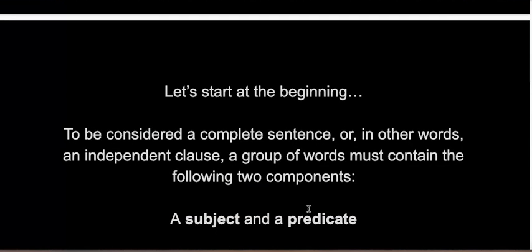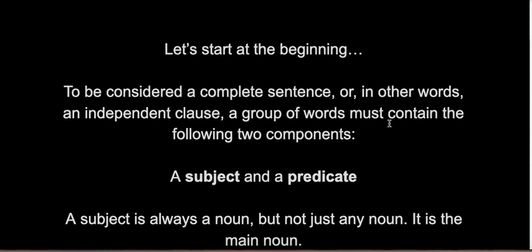In order to be a complete sentence, or in other words, an independent clause, a group of words must contain the following two components: a subject and a predicate. We do often call a complete sentence an independent clause. They mean the same thing. A common sense way to remember this is that the word independent means you can stand alone. So an independent clause is a group of words that can stand alone by itself. It makes sense. It's a complete thought.